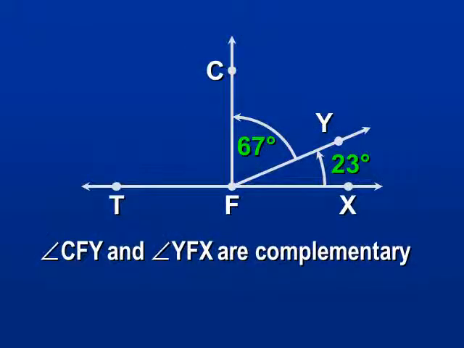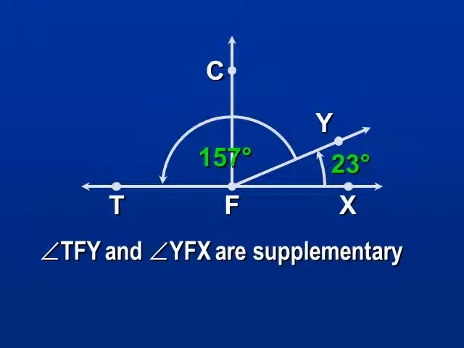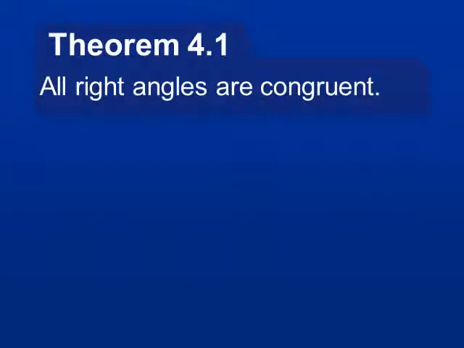Okay, so here's an example of complementary. We've got a 23-degree angle and a 67-degree angle, and together they are complementary. Again, I've got a 157 and a 23, and together they are supplementary. Okay, so all right angles are congruent. Hopefully that makes sense to you. 90 degrees equals 90 degrees.